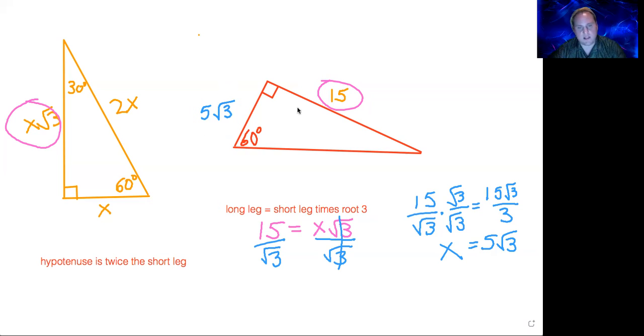Now, the last thing we have is the hypotenuse, and the hypotenuse is supposed to be twice the short leg. Our short leg is 5 root 3, so we want to double that. That's going to become 10 root 3. And we have that triangle solved. This is the harder of the two special right triangles. Okay, so I'd like to do one more example of this.